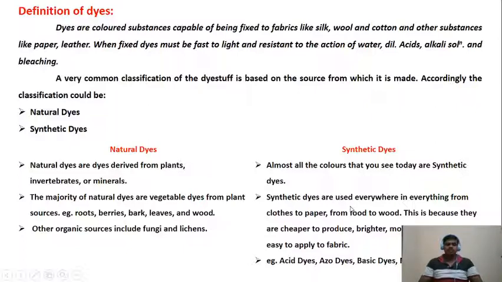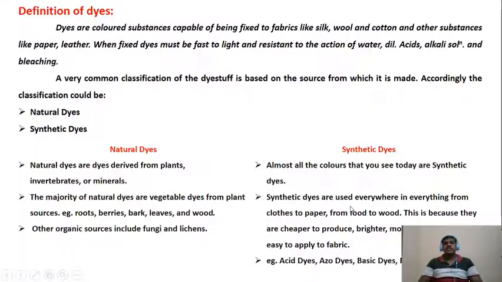Naturally, these color compounds are obtained from plants, animals and minerals. From there, these compounds are obtained and used as a dye. So they are made from natural sources, and these dyes are called natural dyes. On the other hand, the dyes we see today are almost all synthetic dyes, because they are synthesized in the laboratory. So they are called synthetic dyes.